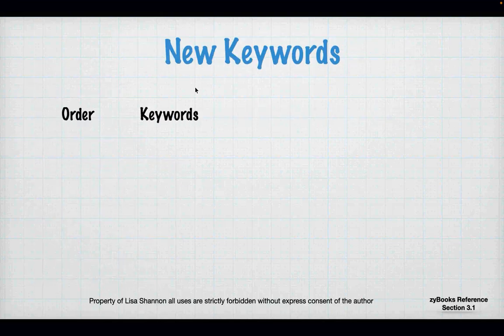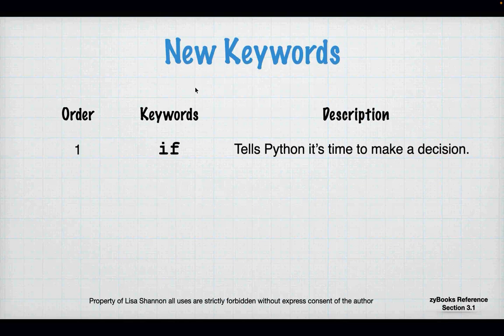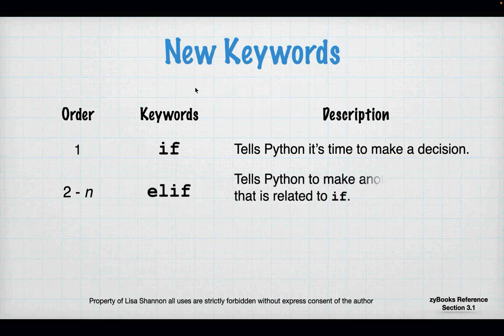So we have some new keywords. And in this case, the keywords have an order. The keyword if is always the first keyword in a branch, always. And what the word if does with Python is it says it's time to make a decision. 2 through n, n can be whatever n is. It could be 5, it could be 10, it could be 110, is elif.